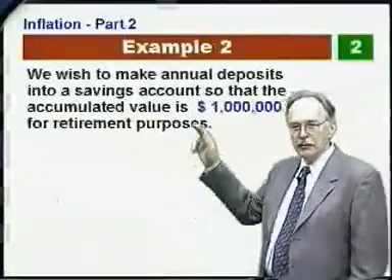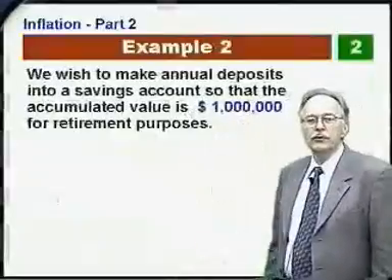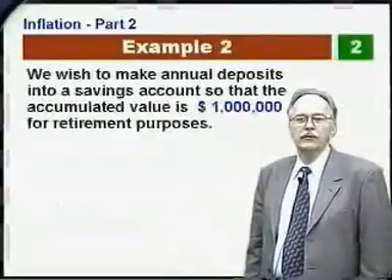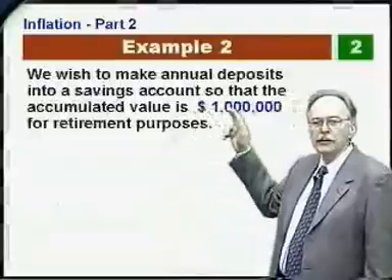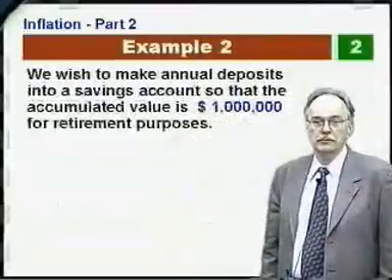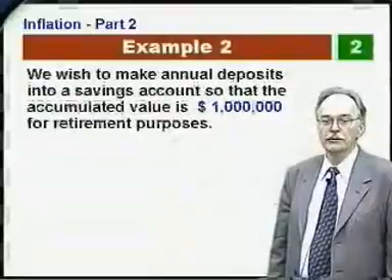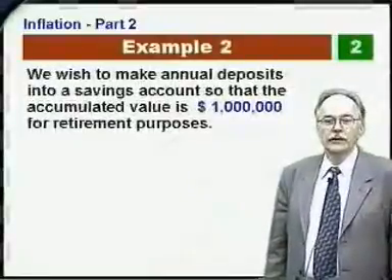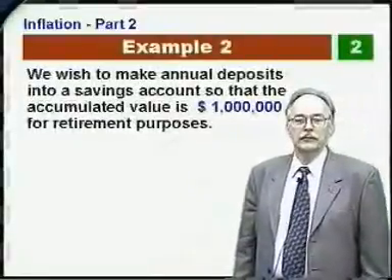Very quickly, example number 2 is for a retirement plan. We wish to save by making annual deposits into a savings account so that the accumulated value is $1 million for retirement. Now, is $1 million enough to retire? Well, that's up to you. How much do you want for your retirement?